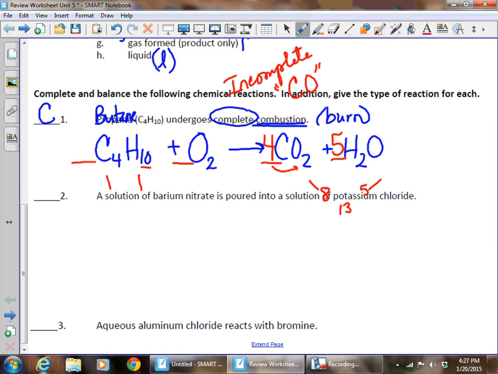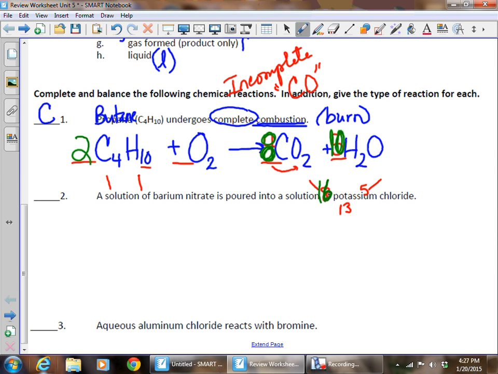Now what happens when you have odd oxygens? You have to double everything. So I'm going to go back in and double everything. I'm going to double this to a 2. Double this to an 8. I don't put in anything in front of the oxygens yet because that's the whole purpose of this, is to figure out how many oxygens I have. Double the 5 to a 10.